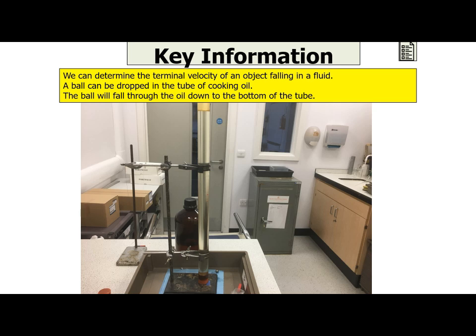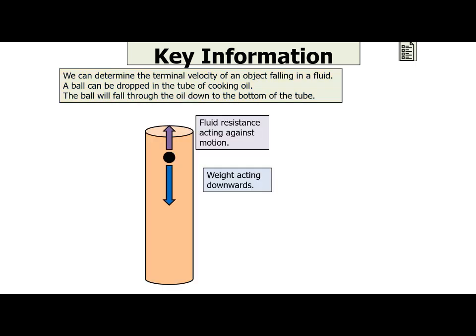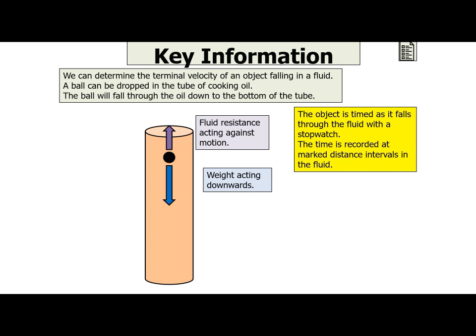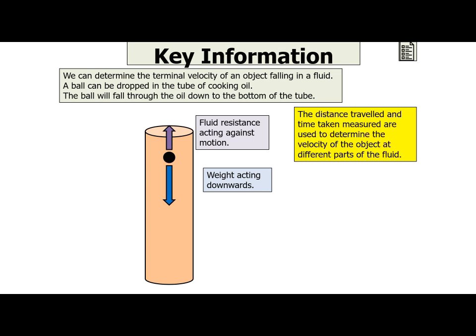A ball can be dropped in a tube of cooking oil, and the ball will fall through the oil down to the bottom of the tube. So you'll see we have our fluid resistance acting against motion and our weight acting downwards. The object is dropped through a fluid, and the object is timed as it falls through the fluid with a stopwatch. The time is recorded at marked distance intervals in the fluid, and then the distance travelled and the time taken measured are used to determine the velocity of the object at different parts of the fluid.